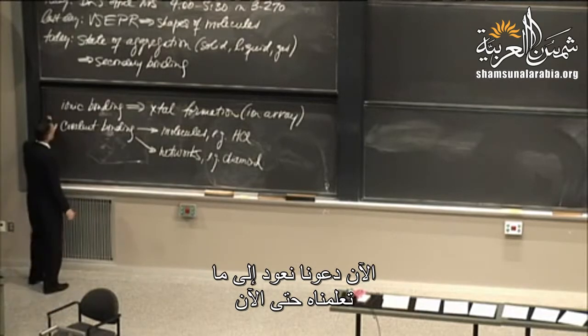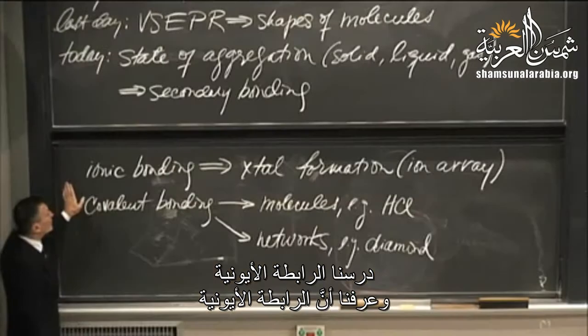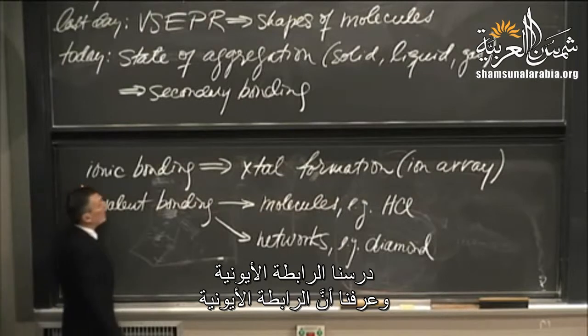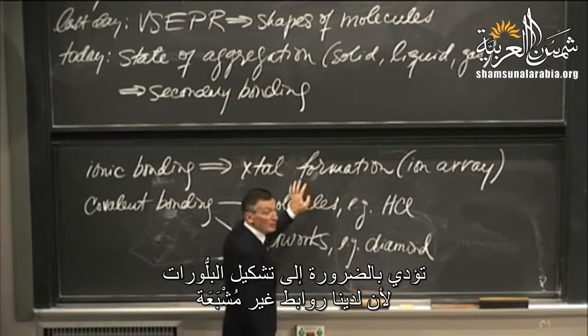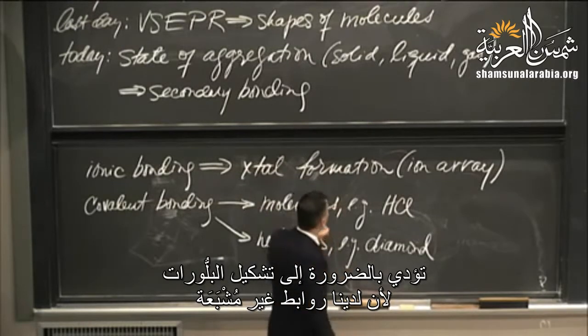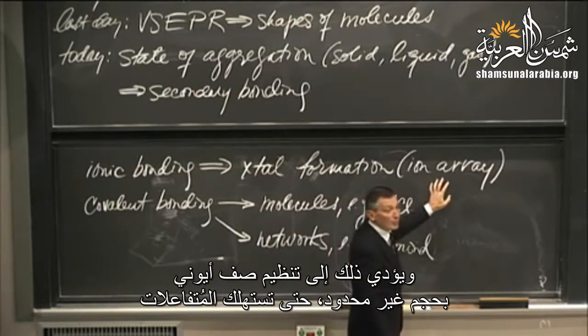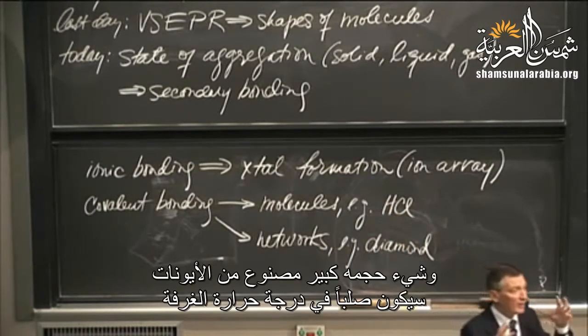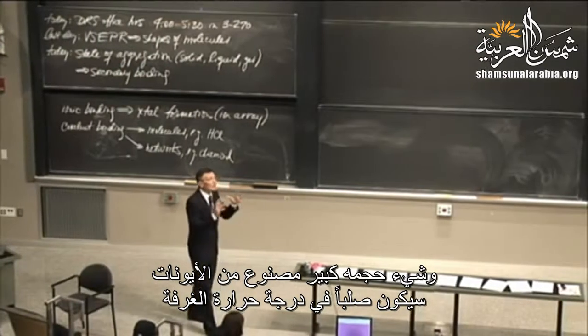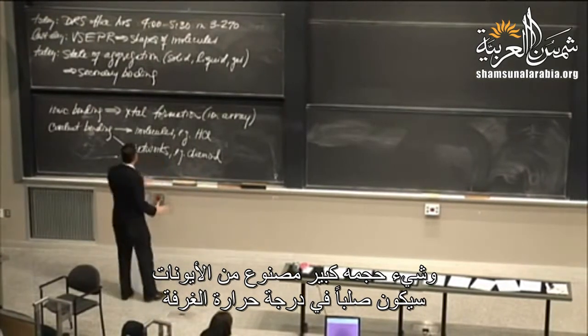Now let's just reflect upon what we've learned up until now. We studied ionic bonding, and we knew that ionic bonding necessarily leads to crystal formation because we have unsaturated bonds, and that leads to an ion array of unlimited size until you run out of reagent. And something honking big made of ions is going to be a solid at room temperature.